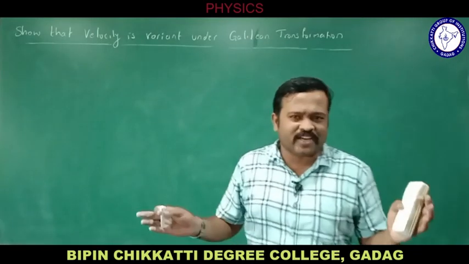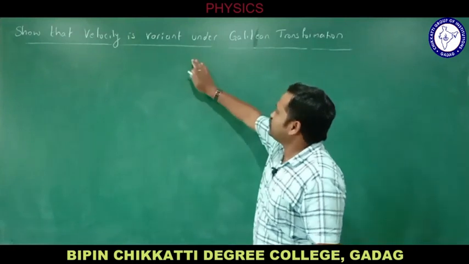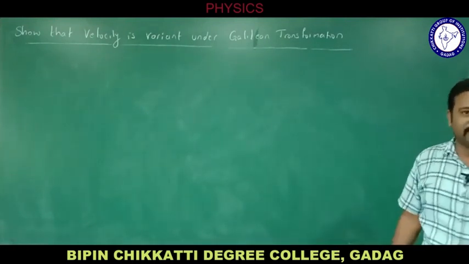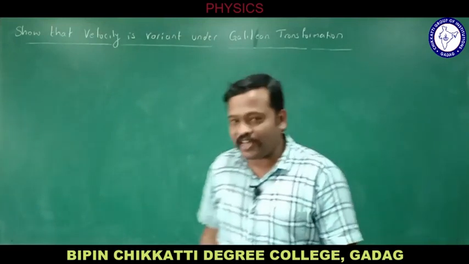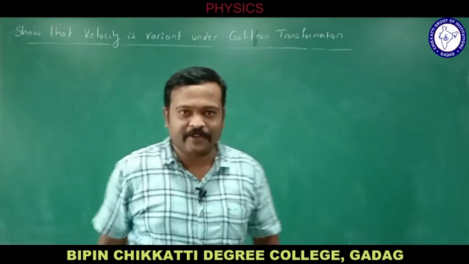Now, let us prove that velocity is variant under Galilean transformation. So this is the proof that velocity is variant under Galilean transformation. A question may be asked like this: show that velocity is variant under Galilean transformation. Okay, let us prove that now.